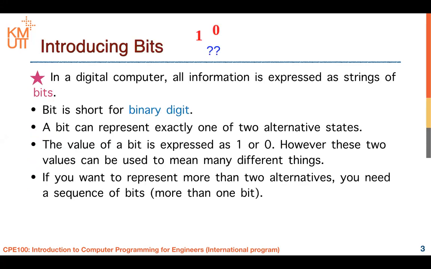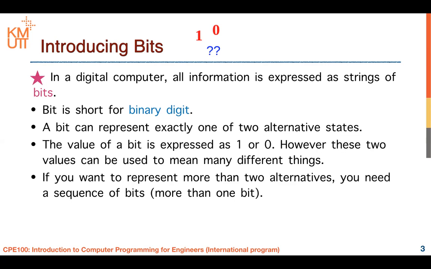First of all, I would like to introduce what a bit means. In a digital computer, our information can be expressed as a string of bits. Bit is short for binary digit. Binary means we have two values. A bit can represent exactly one of two alternative states. You may think of it as on or off, one or zero, true or false. This is how it can be represented in a computer.